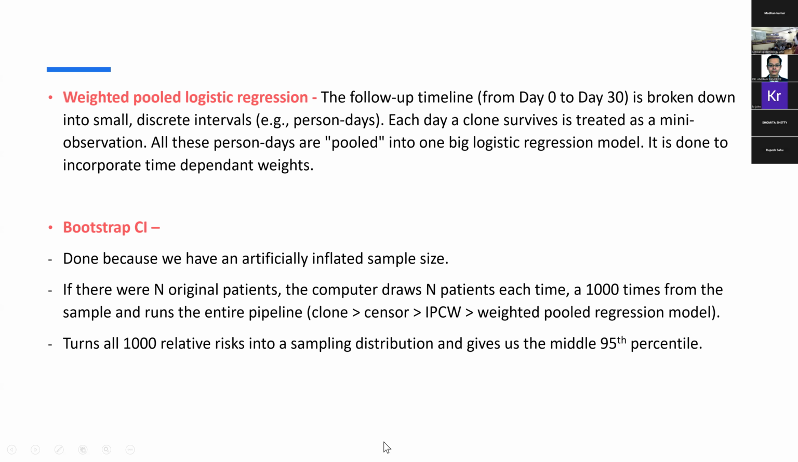Every time, the computer will draw 5,000 patients from your sample and run this entire thing: cloning, censoring, IPCW, weighted pooled regression. Then all these 1,000 relative risks turn into a sampling distribution and give you the middle 95th percentile. It will exclude below 2.5 and above 97.5. That is a bootstrap confidence interval. This is for when you have a bigger sample size than your actual treatment population.